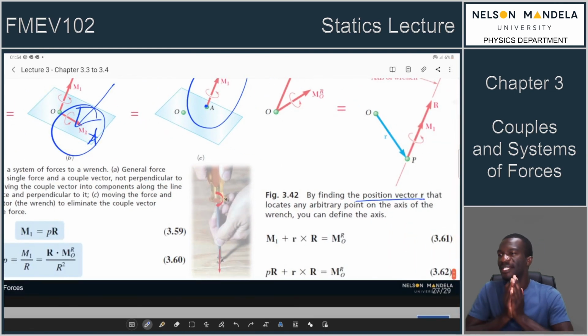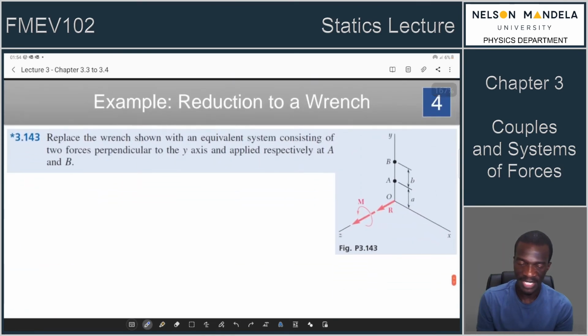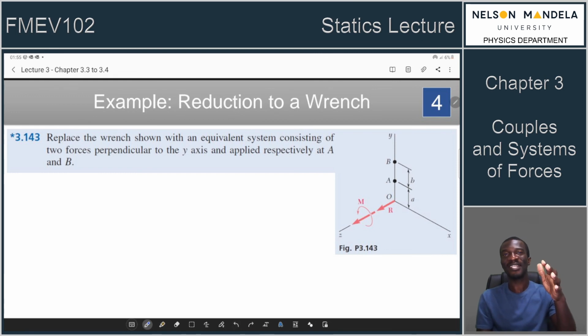So what you're just doing in this exercise is to find an equivalent system. And in this case, the equivalent system must be a range. So in this case, you want to replace a what? A range shown with an equivalent system consisting of two forces that are perpendicular to the y-axis and applied respectively at A and B. You want to replace this range. So we already had some other system before in the introduction, which showed that you can actually generate a range. This is like a reverse process.